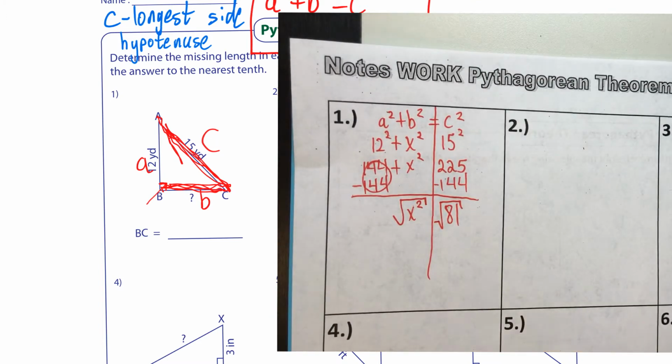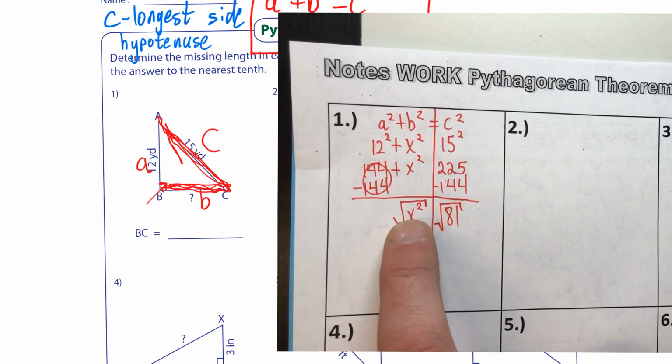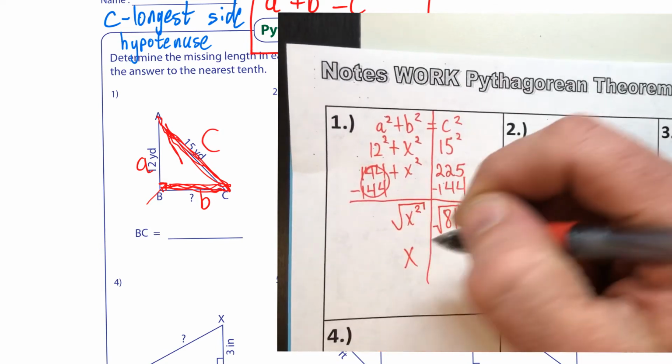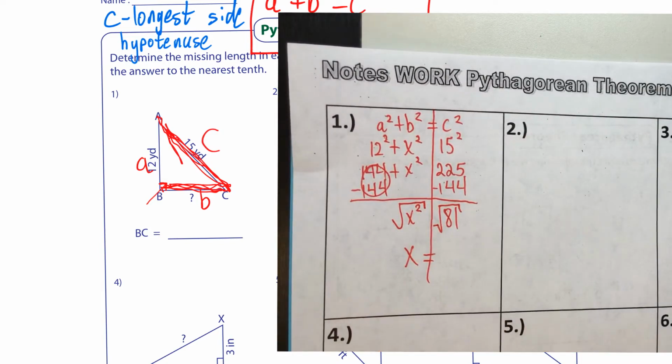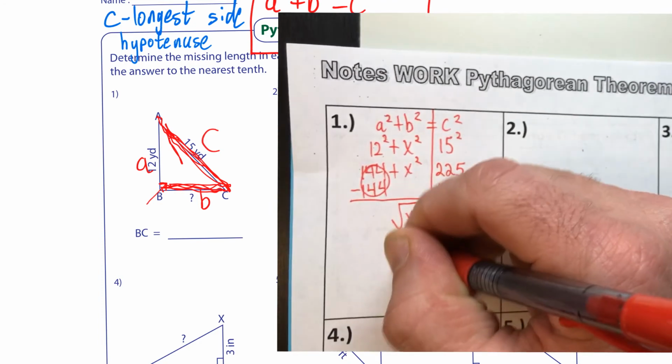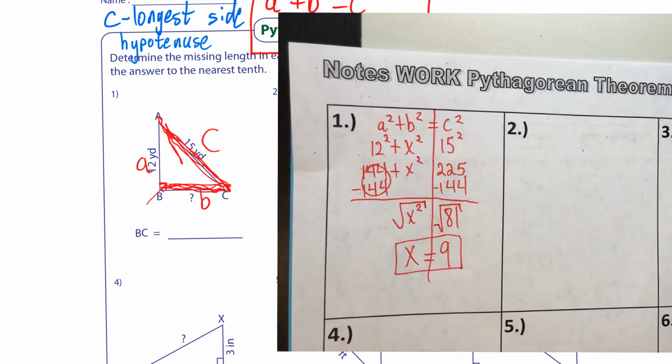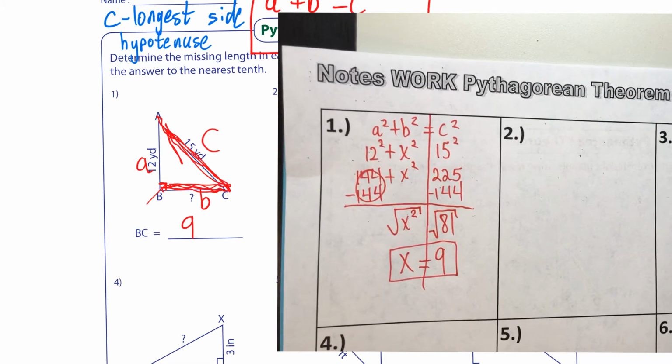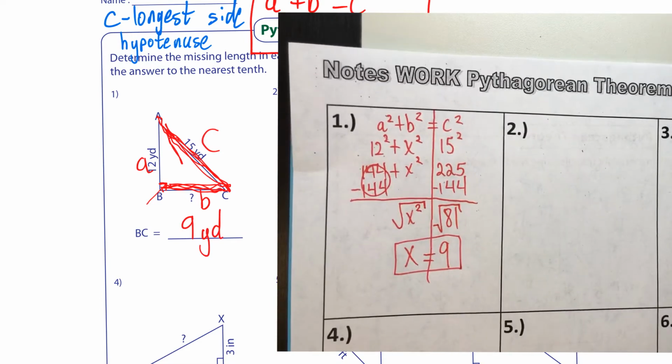Now over here on this side, the square root of x squared, those cancel each other out, like I said. And then what's the square root of 81? It's 9, that's right. And that is our answer. DC is 9 yards.